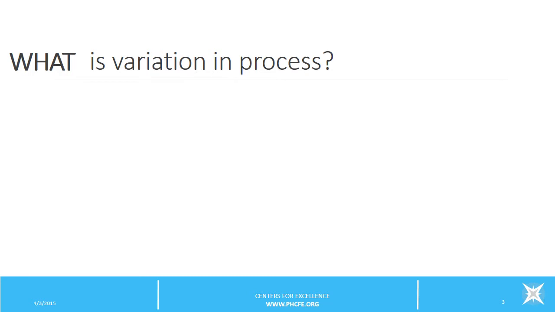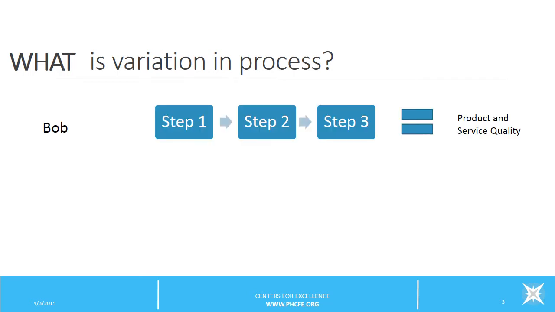Since our ultimate performance in terms of service or product quality is determined by processes, variation in process will result in variation in the quality of our product or service. In this simple graphic, we have a series of steps that our fictional employee Bob does to produce a specific product to the public. But perhaps there is significant variation in, say, step 2 of this process between different employees.